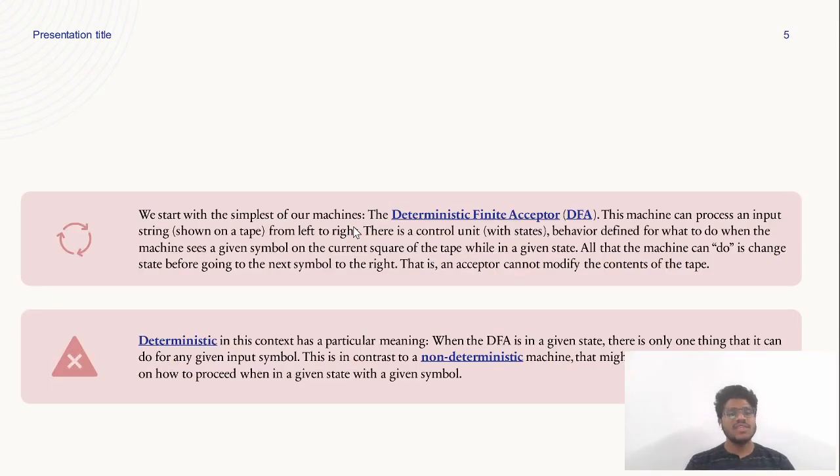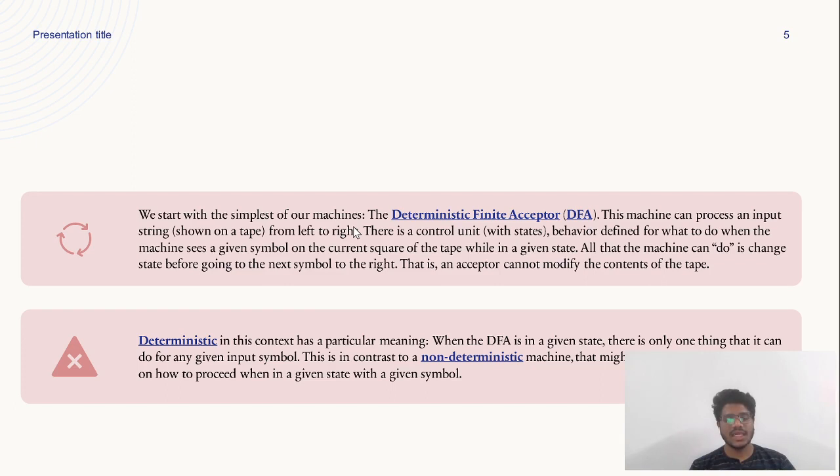Next, we start with the simplest of our machines, the deterministic finite automaton, DFA. The machine can process an input string shown on a tape from left to right. There is a control unit with states. Behavior defines what to do when the machine sees a given symbol on the current square of the tape. While in a given state, all the machine can do is change state before going to the next symbol to the right. That is, an acceptor cannot modify the contents of the tape.